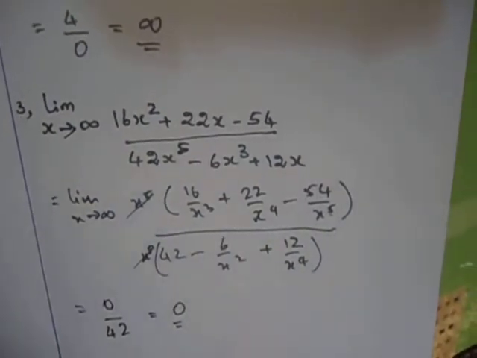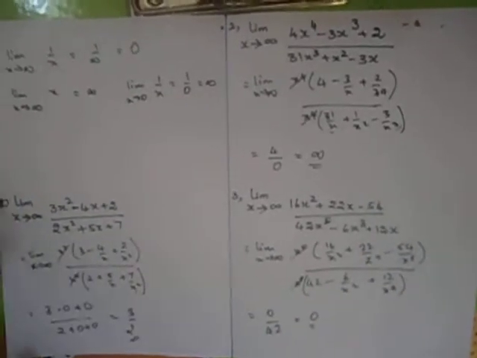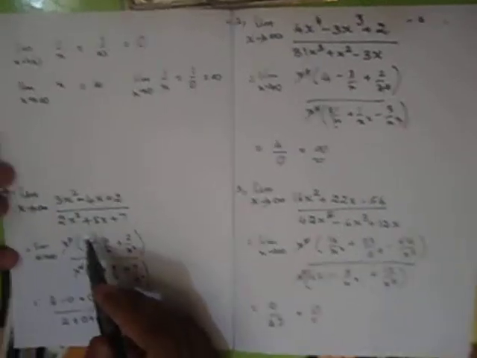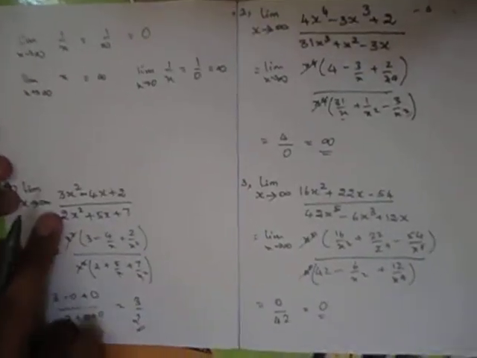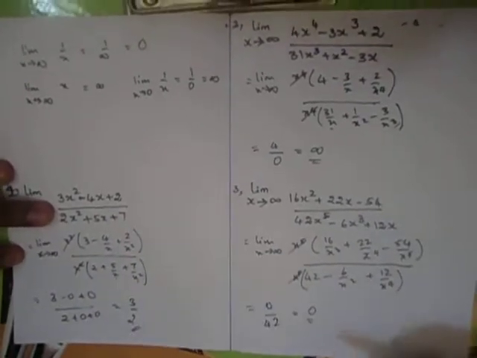So we see that from these three questions, in the first question the numerator and denominator degree is the same. So whenever the numerator and denominator degree is the same, and the limit x tends to infinity, then we can directly take the ratio of the coefficients. In this case 3 by 2, the answer.